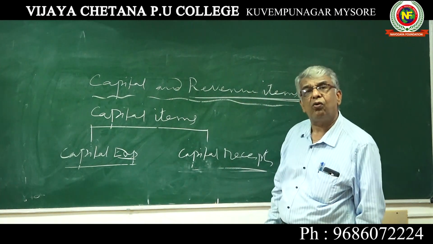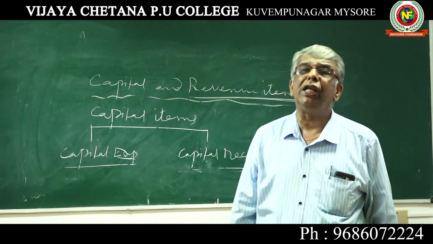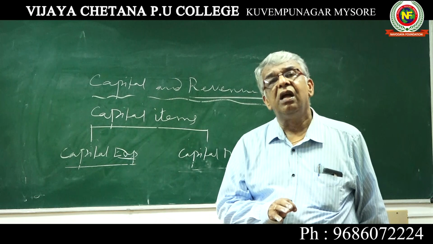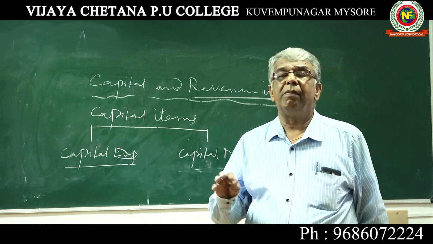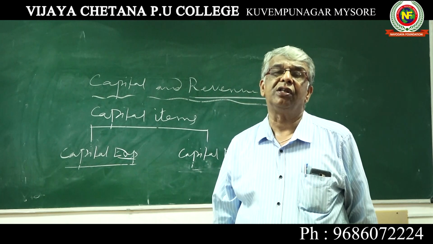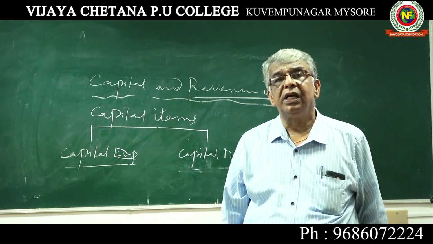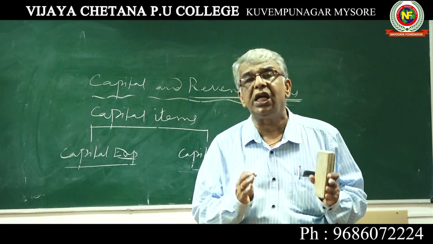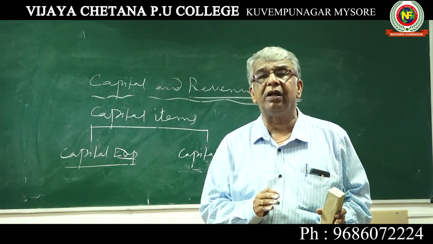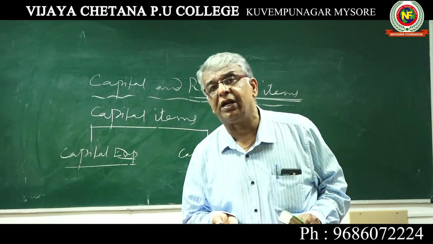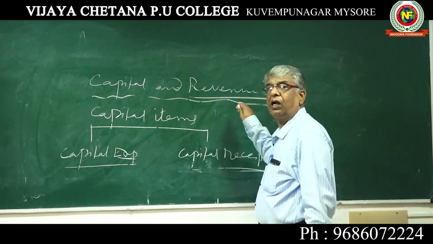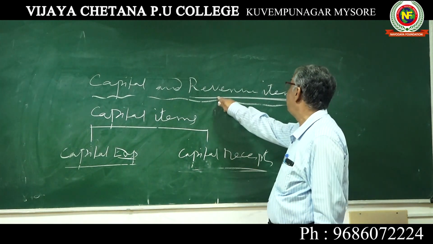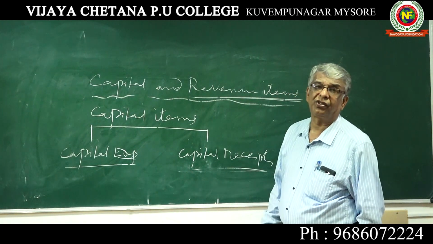Revenue items are those items which are repetitive in nature. The payment or receipt of which arises frequently by a non-profit organization, and also the benefit of which is restricted to that particular period only, for that particular year only. We are not going to get the benefit for a longer period. We are going to get the benefit only for that particular period or particular year. For such items, we are going to call them revenue items.